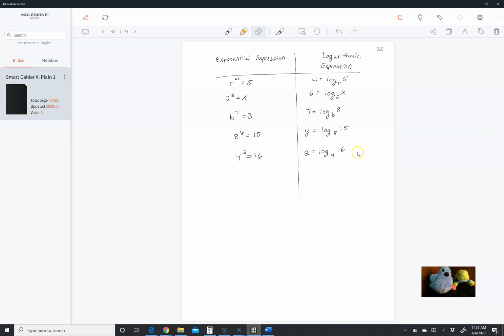So notice this is what the log is saying. The log is saying, what power do we raise the base to in order to get the argument? We raise 4 to the second power, and that gives us the 16.